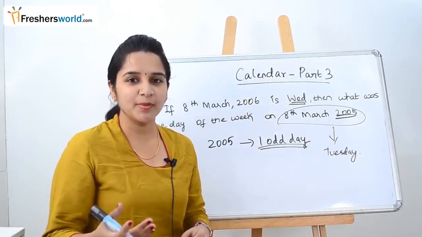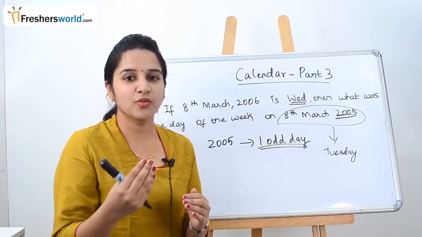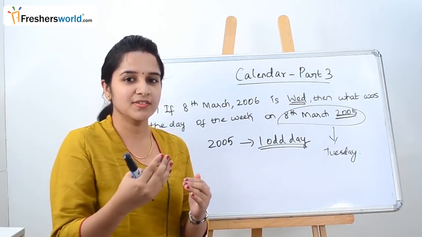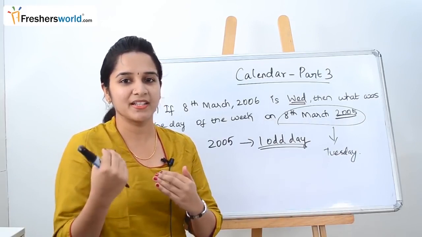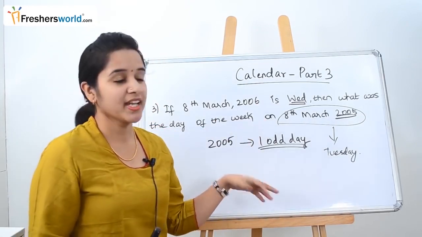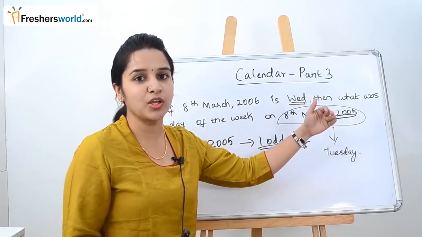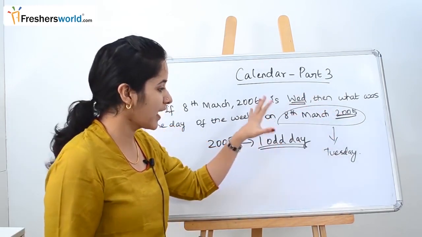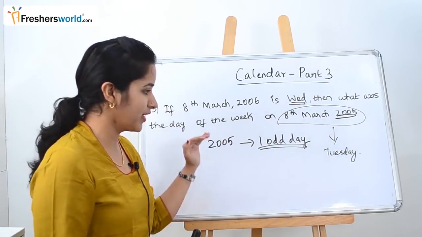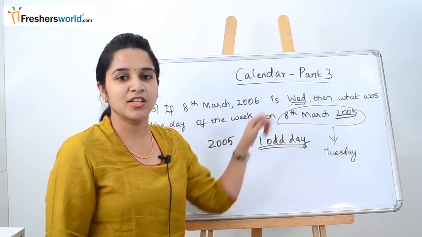In the other problems, we calculated the number of odd days in the future, so we added them. Now they have asked for a day falling in the past, so what we do here is subtract. In this case, we are subtracting one odd day. Sometimes they would ask 2001 or 2003 instead of 2005. So you have to calculate the number of odd days falling in each year and subtract it from the given day. So let's solve another sum.